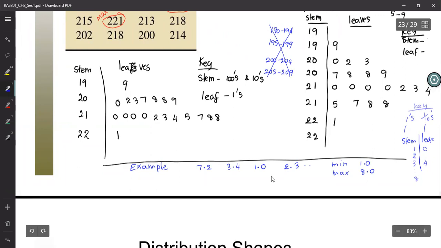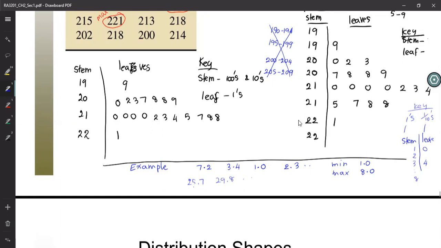Even the 2 digits you can do. If you have values like 25.7, 29.8 and so on, you can use. Your stem will be tens and ones. Your leaves will be 1/10. Okay, even 1/100. If you are going for second decimal place, that is also possible, right? Okay, so that is the stem and leaf diagram.